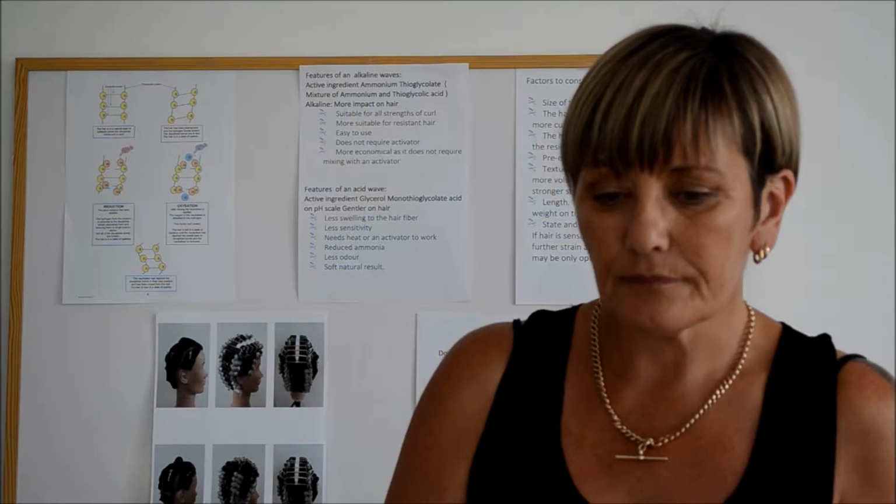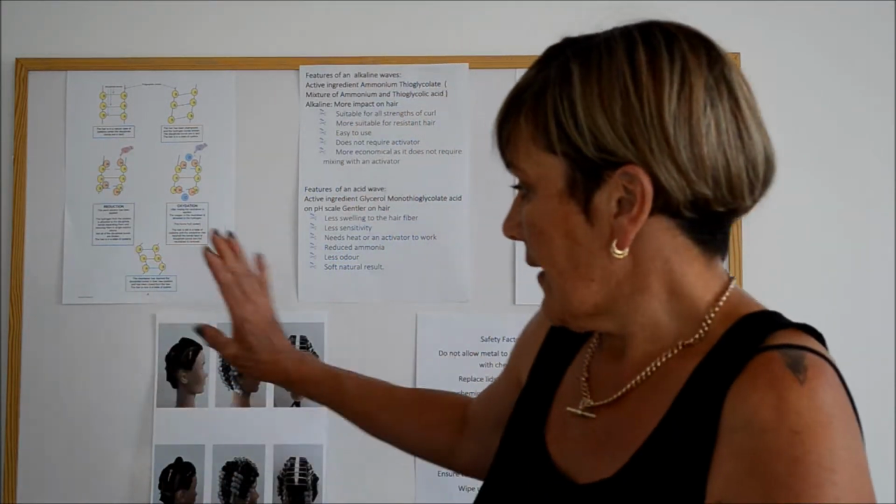The perm process itself is a matter of designing your shape, creating your shape, selecting your solution, selecting your rod size to suit your result, sectioning the hair and winding the hair. We then process the hair and rinse and neutralize the perm solution, and then we go on with the service to follow. So some of the things that we need to think about within our service is what can impact on that end result. And as I've already talked about the different strengths of perm solution in an acid or alkaline wave, and now talked about rod selection, let's look at processing.